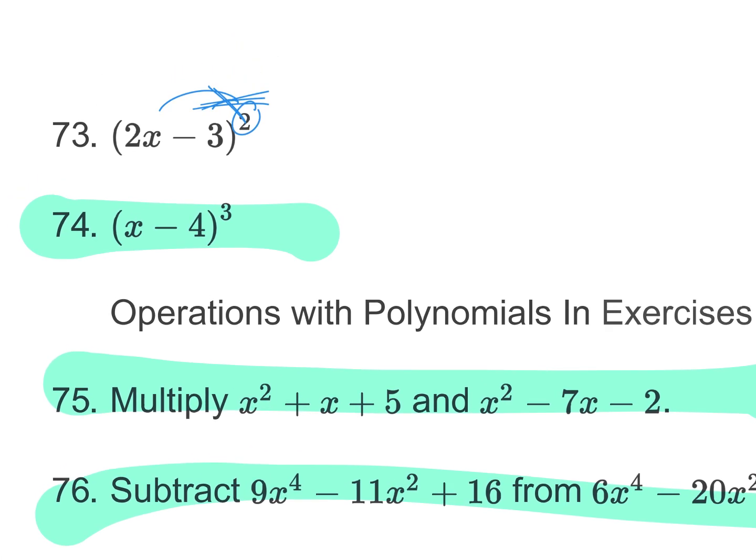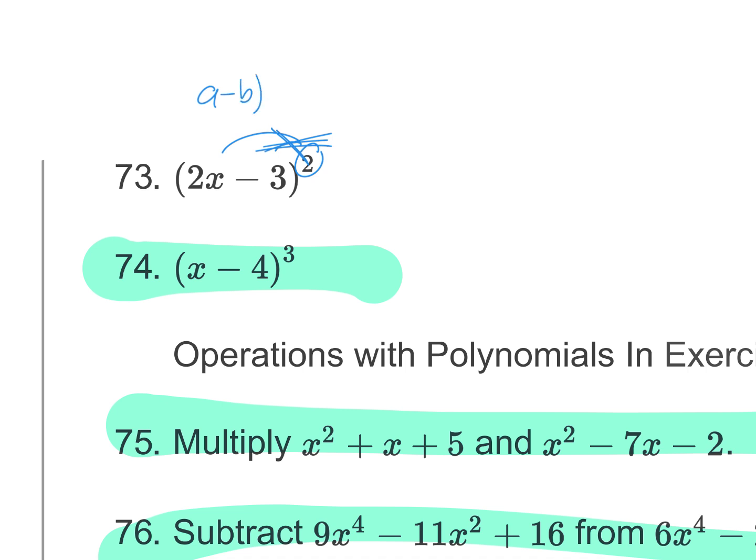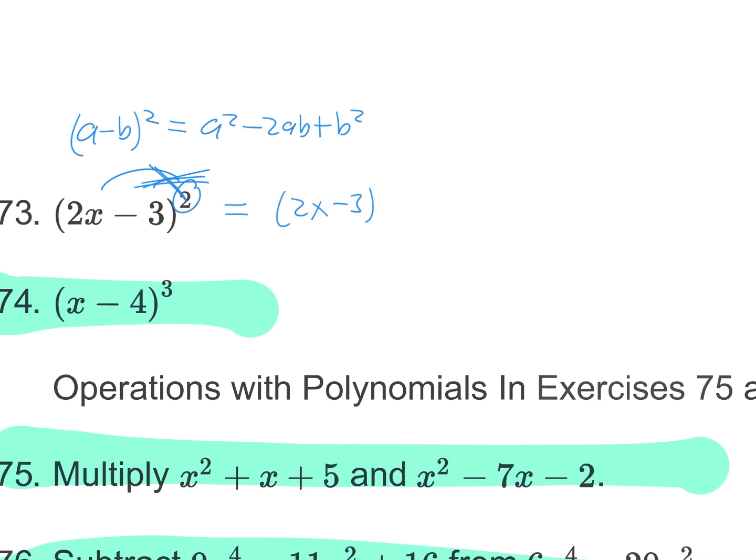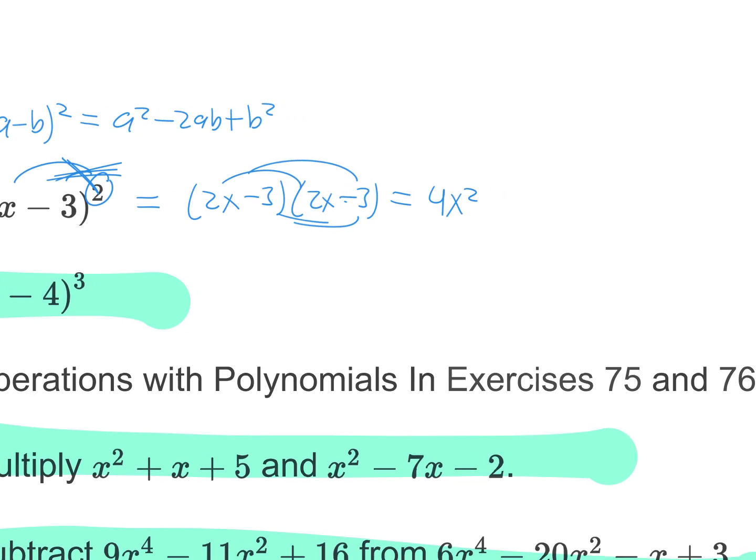What we can do instead is remember the special product. If you remember, a minus b squared is the same as a squared minus 2ab plus b squared. So you can either remember the special product or you can write it twice and FOIL it. I notice that's what a lot of people tend to do. Right? 2x minus 3 times 2x minus 3. And then you can FOIL it, and that's going to get you a 4x squared minus 6x minus 6x plus 9. And we get a 4x squared minus 12x plus 9.